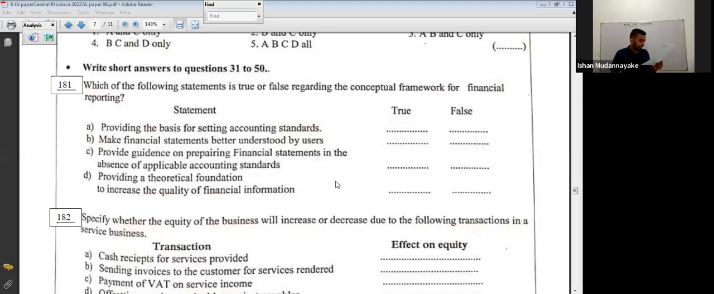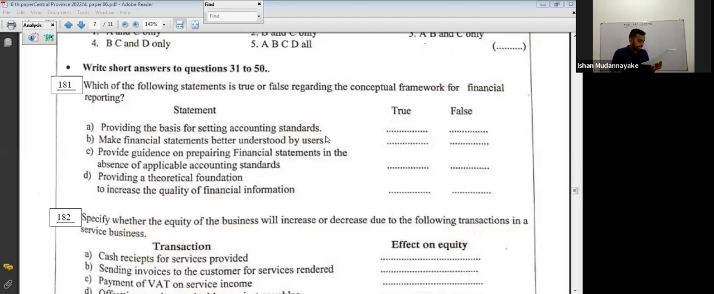Then A, providing the basis for setting accounting standards. True or false? The conceptual framework provides the basis for setting accounting standards. That is true. Look at the second one: make financial statements better understood by users. Yes, correct. That is true.